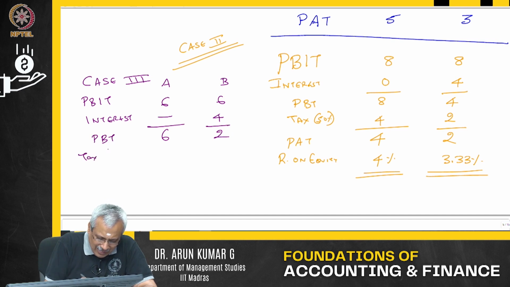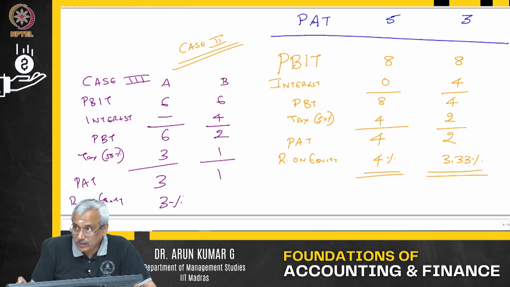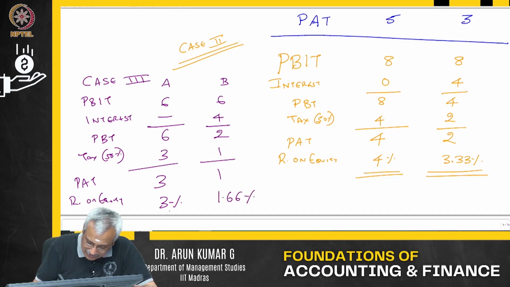My tax at same 50%, what happens? $3, $1. So, what happens out here? My profit after tax. So, what is the return on equity? $1 for 60. Calculate the return. 1.66%. 1.66% return.